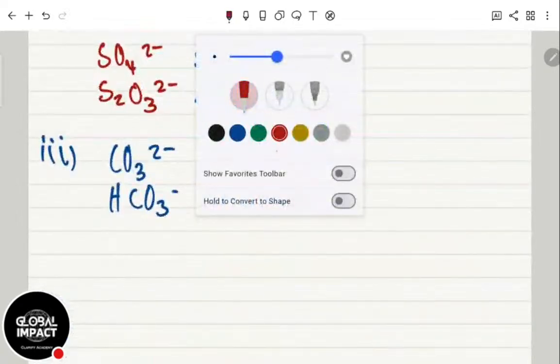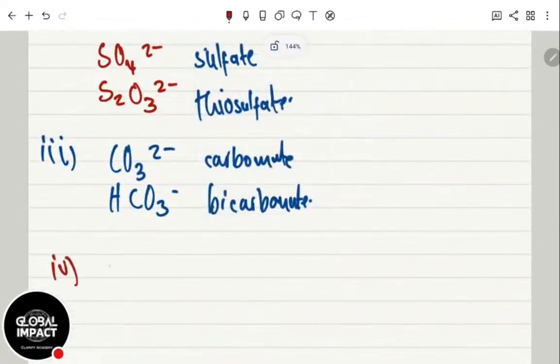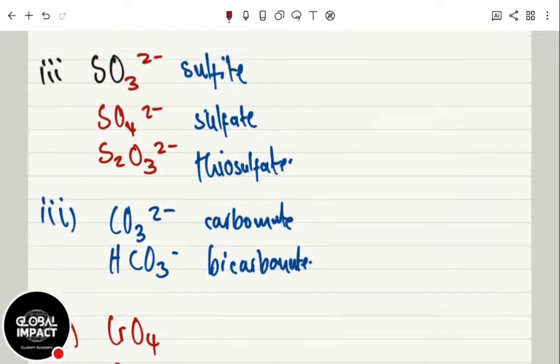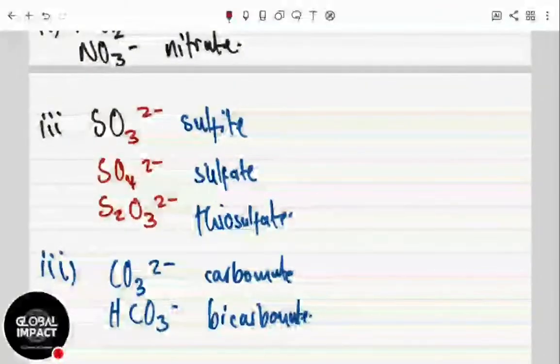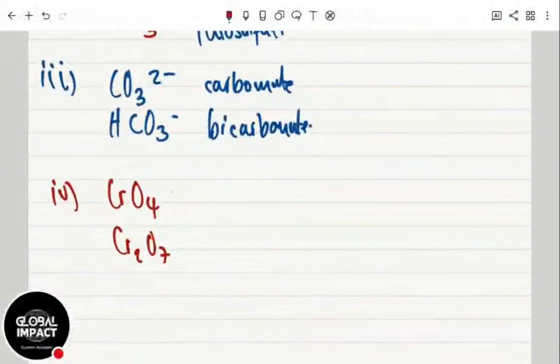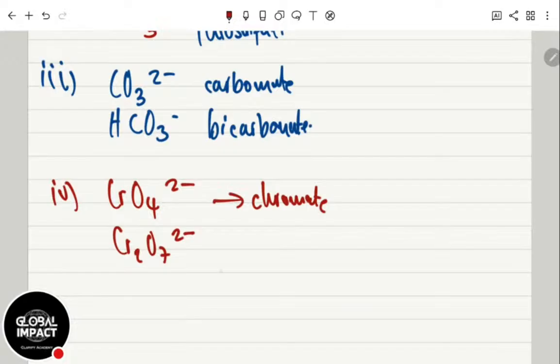Now I'm going to put the chromate, which is the 4th one. So chromate is CrO4. Then there is Cr2O7. So we have a CrO4 and we have a Cr2O7. What were the charges? I think chromate is like these sulfurs. It's a 2 minus. Now this is going to be chromate, and this is going to be dichromate.